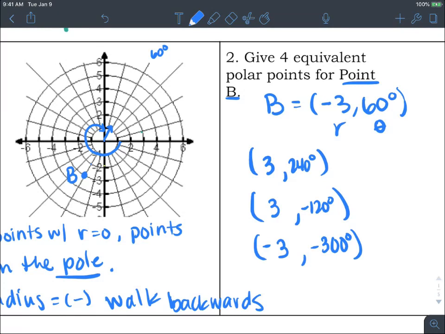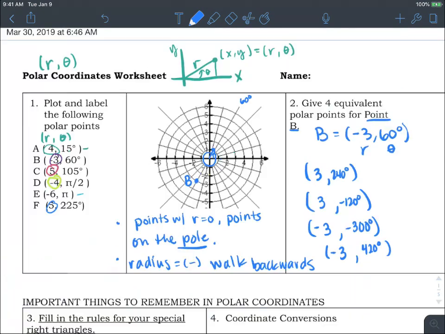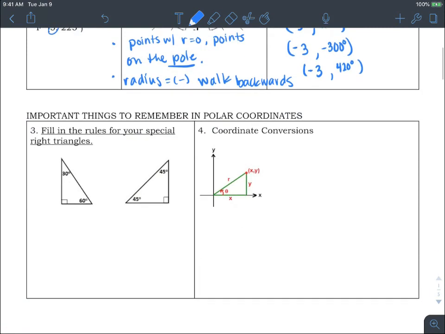I'm going to challenge you to get one more, and I'll do one more as well. You try one. It might be different than mine. Any coterminal angle will give me a point that lands on B. So I'm going to go in the positive direction: 60 plus another 360 is 420. I'm facing away from my point, so -3. You may have gotten a different one, and that's okay. All right, we're going to stop there.